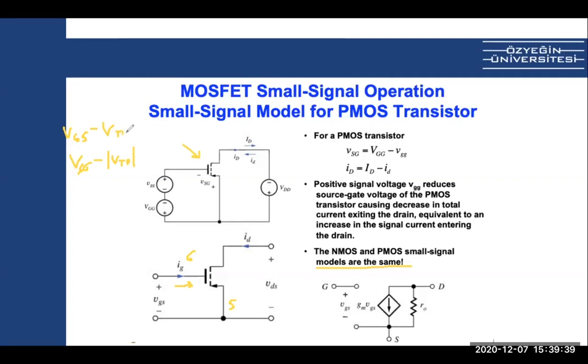So for instance, in an NMOS, VGS is 2 volts. Let's say VT is 1 volt. And let's say VDS is 3 volts.